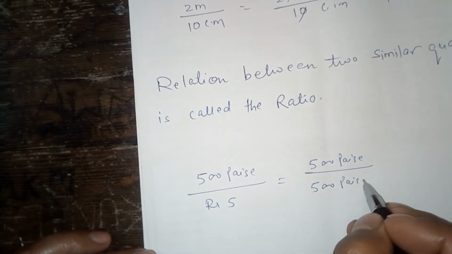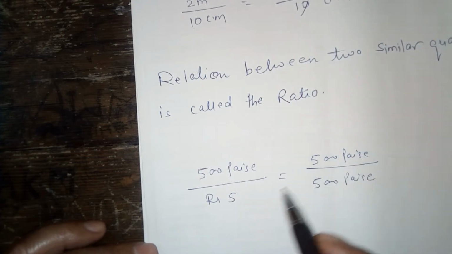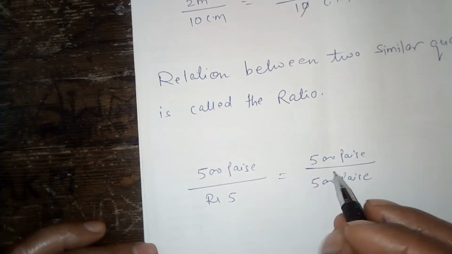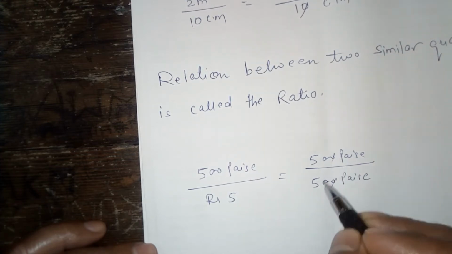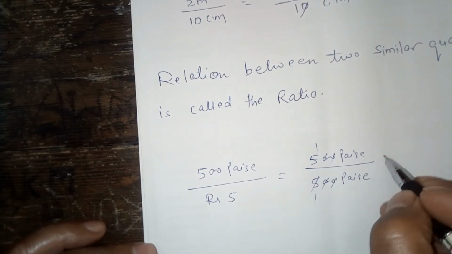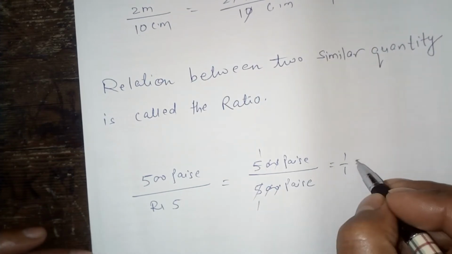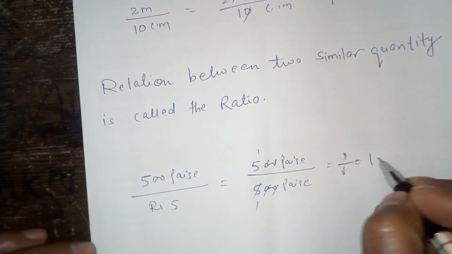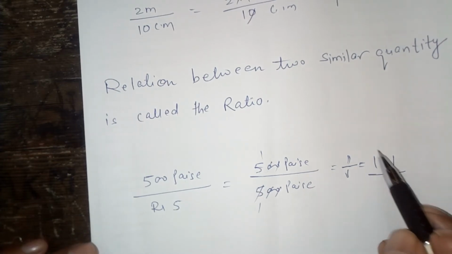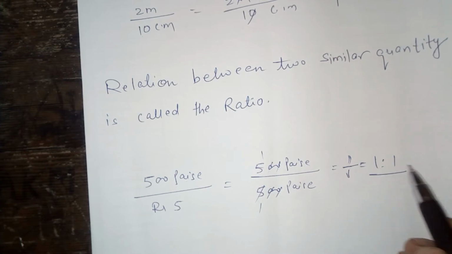500 paise. Okay, 500 paise is in paise and rupees 5 is converted to 500 paise. Then 0 cancels by 0, 0 cancels by 0, 5 ones are 5, 5 ones are 5. 1 upon 1 gives you 1. So my dear students, 1 upon 1 gives you 1 is to 1.